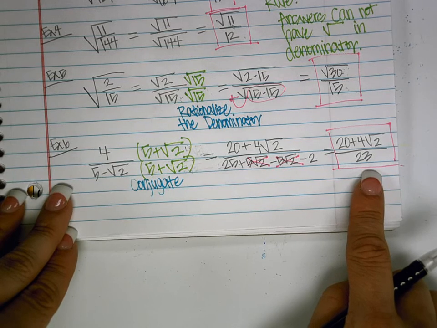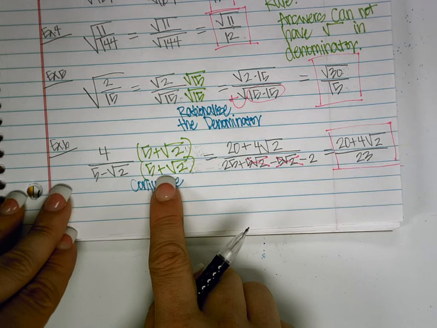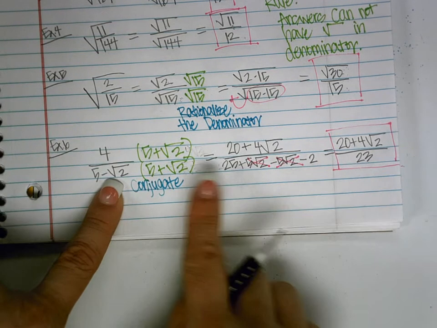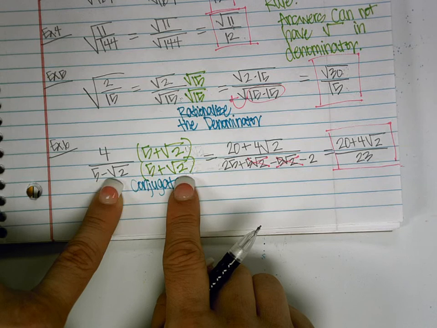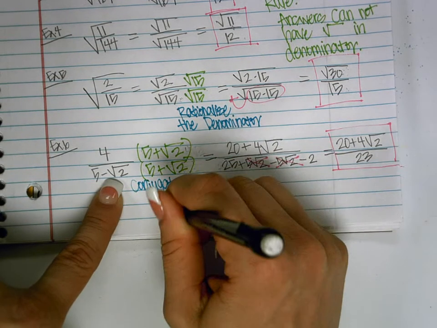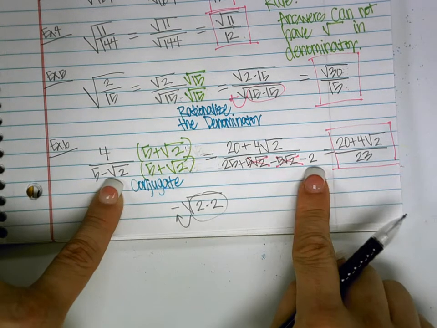Yes, Angie. Do you change the sign every time, or just if it's a negative? We always change the sign every time. How did I get a negative 2? Negative root 2 times positive root 2 gives you a negative, right? So that was 2 times 2. We took out a pair, and that became a negative 2.